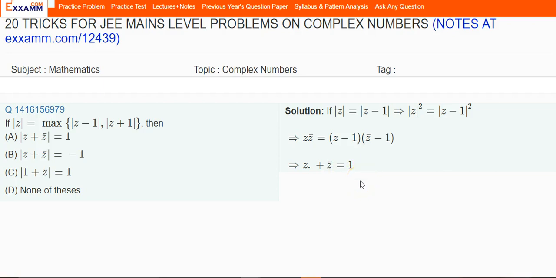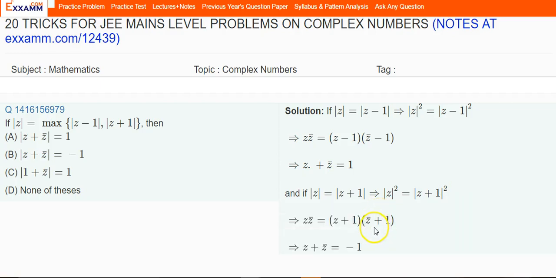And if we solve the other equation, if we assume that modulus of z is equal to modulus of z plus 1 and square it, modulus of z square is equal to modulus of z plus 1 whole square, and so on. We again will get z plus z bar is equal to minus 1. Now here is an option which says that modulus of z plus z bar is equal to 1. Now whether this one is bigger or that one is bigger, we will get z plus z bar to be equal to either plus or minus 1. So modulus of the whole thing would become 1, whichever one is bigger.